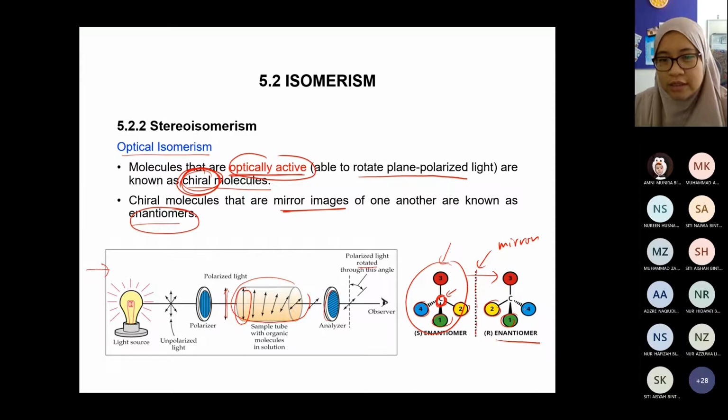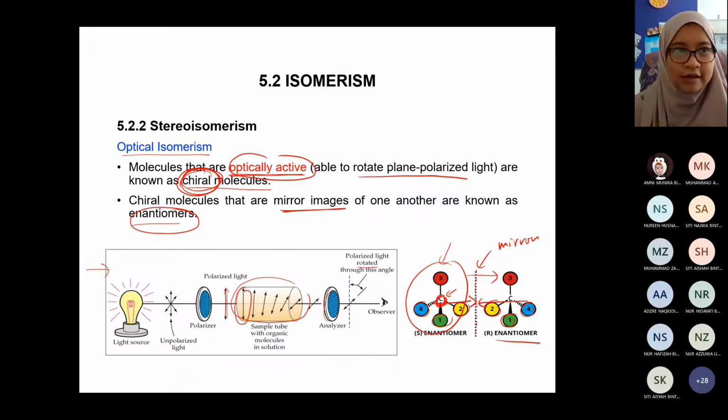4 pun duduk dekat, the same distance lah from here, okay, to here. So dia sama. Okay, this one should be side by side. You imagine you are facing a mirror. Okay, you are facing the mirror and then you duduk sebelah-sebelah macam tu. Alah dia macam ni. Like your hands kan. This is another example that maybe it will be easier for you to understand.